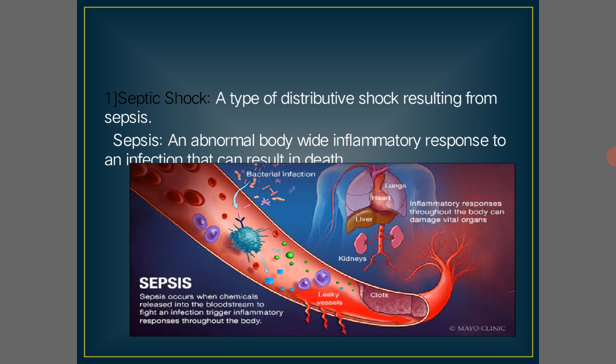Septic shock, a type of distributive shock resulting from sepsis. What is sepsis? It is an abnormal widespread inflammatory response to an infection that can result in death. Again, one definition of sepsis is: sepsis occurs when chemicals released into the bloodstream to fight an infection trigger inflammatory responses throughout the body, as shown in this picture.